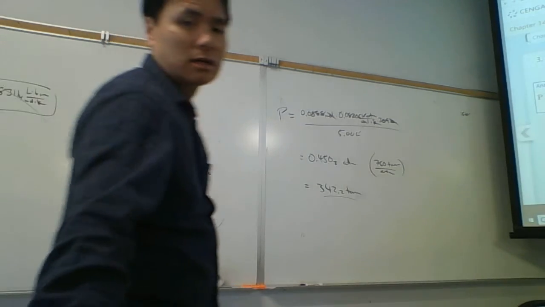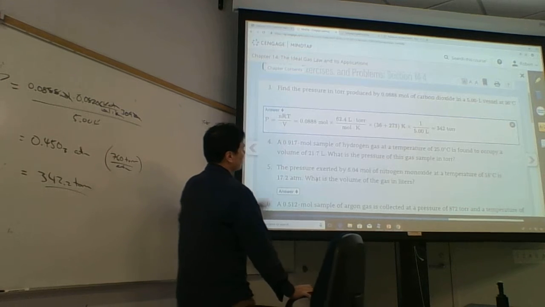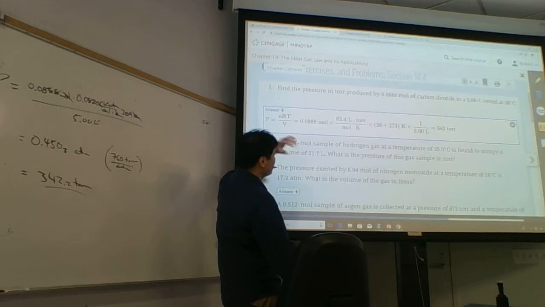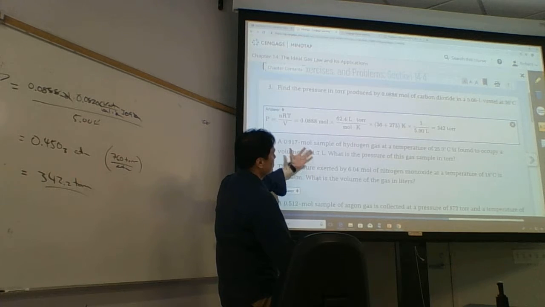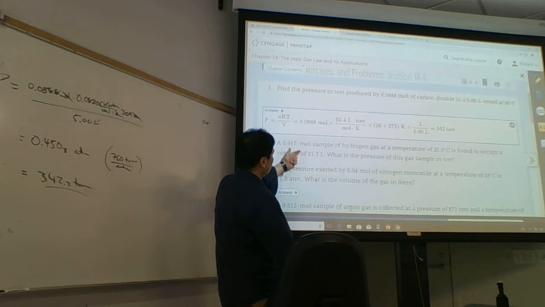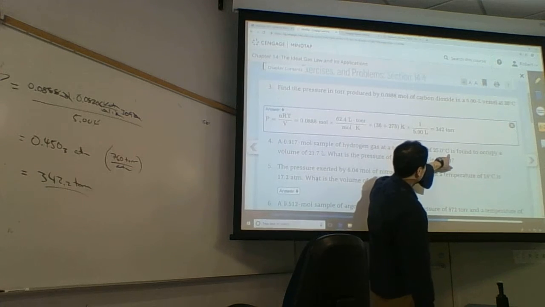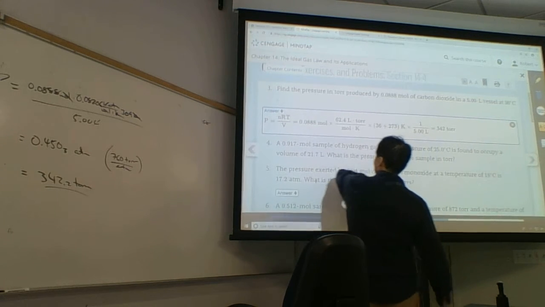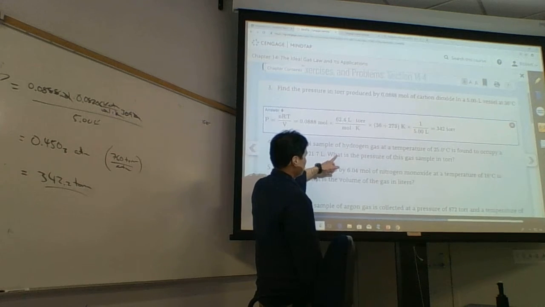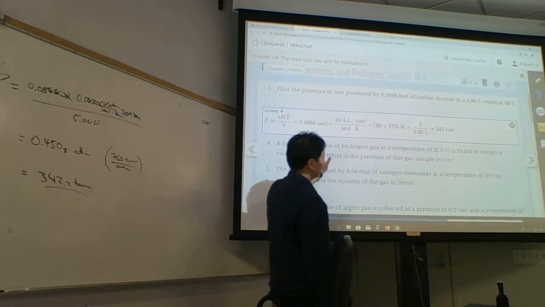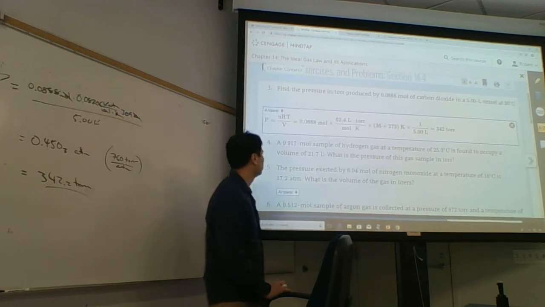All right, let's take a look at number 4. A 0.917 mole sample of hydrogen gas at temperature 25 degrees C is found to occupy a given volume. What is the pressure? So we're solving for pressure. We've got moles, which is good. Celsius we have to convert to Kelvin, so that would be 298.2 Kelvin. Volume in liters is fine. We're going to get the pressure in atmospheres, and once we get the pressure in atmospheres, then we'll convert it into torr. So this problem is just like the previous one.